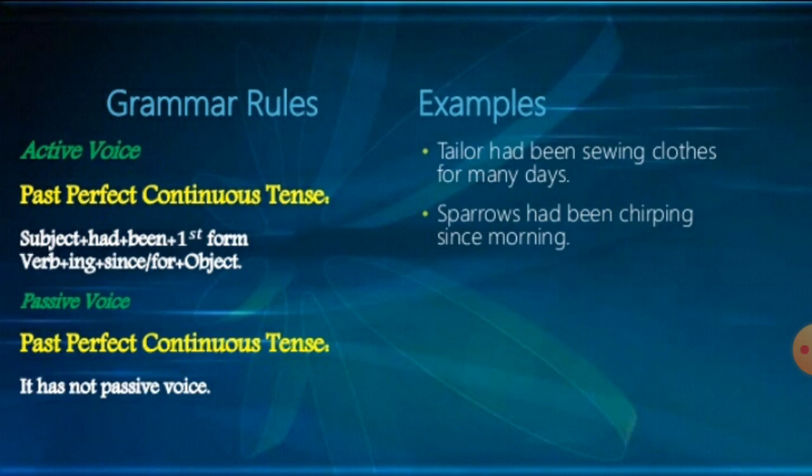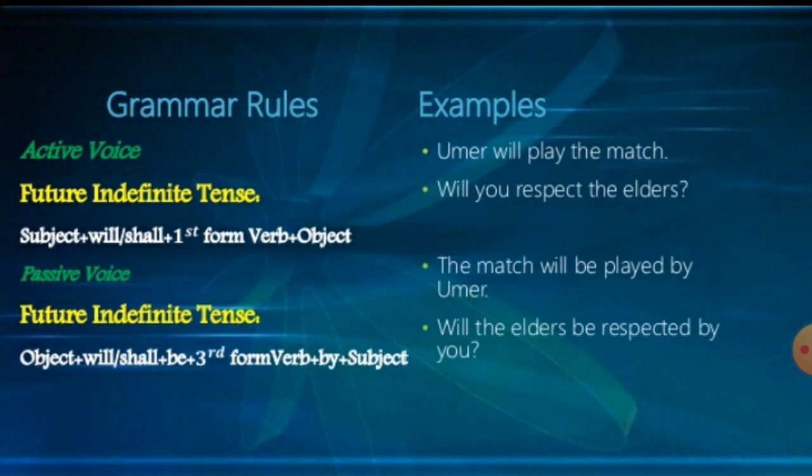The next rule, past perfect continuous tense. Subject plus had plus been plus first form of the verb plus ing plus since or for plus object. Taylor had been sewing clothes for many days. Now how to change that? You should note that it cannot be changed into passive voice. It cannot have a passive form. Taylor had been sewing clothes for many days. We cannot change a past perfect continuous tense into a passive form.